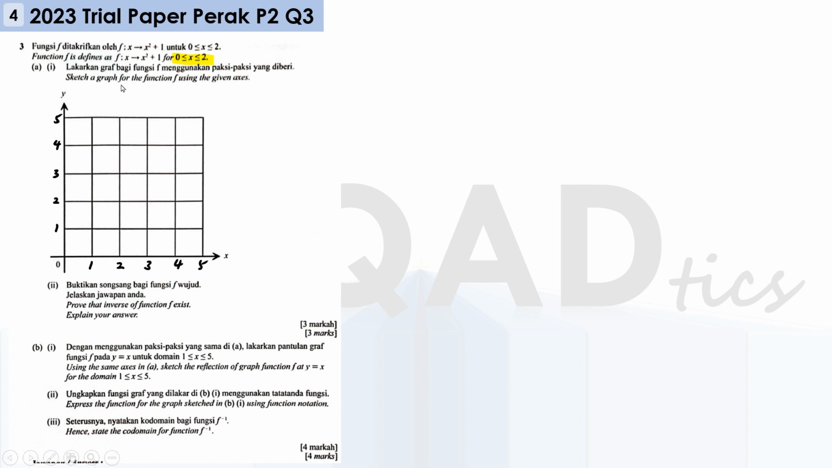So the easiest way is to substitute 0, 1, 2 as x into this function. Then later on we find the value. Okay, so let's say 0, if I sub inside, it will become 1, right? So 0, 1. Then 1, if I sub inside, you'll get 2. 2, I sub inside, you'll get 5. Okay, then I join the points to form my f of x. Okay, quite simple.